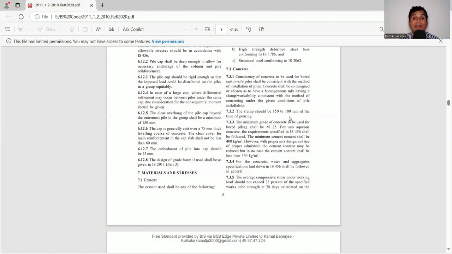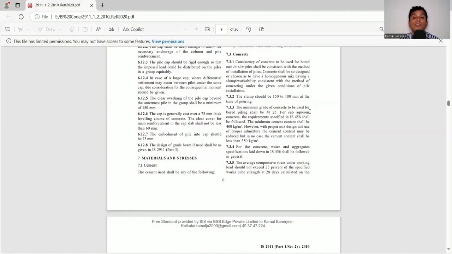Then the minimum grade of concrete to be used for piling shall be M25. Below M25 it is not advisable to use in the pile. For sub-aqueous concrete, the requirements specified in IS 456 shall be followed. The minimum cement content is also given, that is 400 kg per cubic meter. However, with proper mix design other contents can be used, but not less than 350 kg. Normally you need to use 400 kg per cubic meter, but in special conditions the cement content can be reduced, but not less than 350 kg per cubic meter. For the concrete, water and aggregate are as per IS 456.